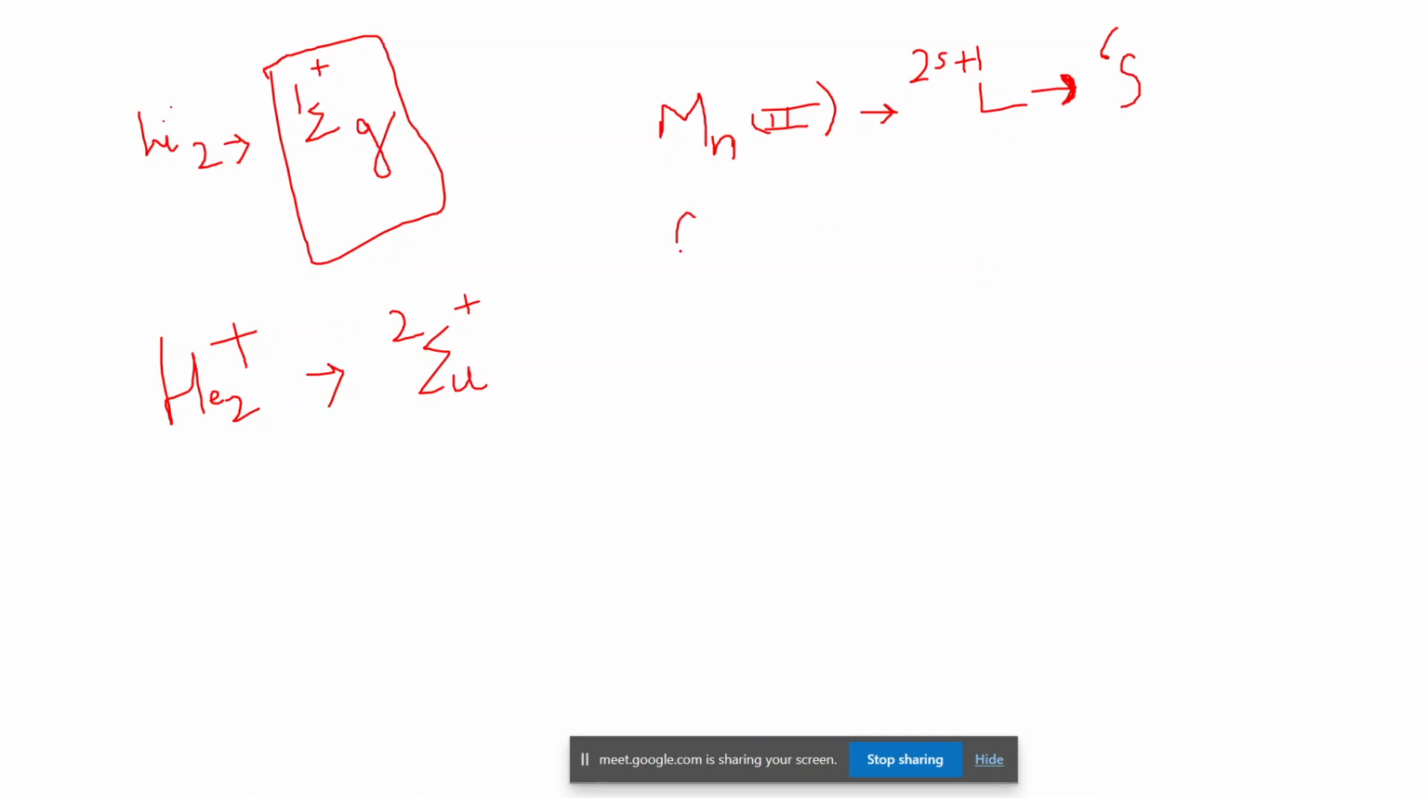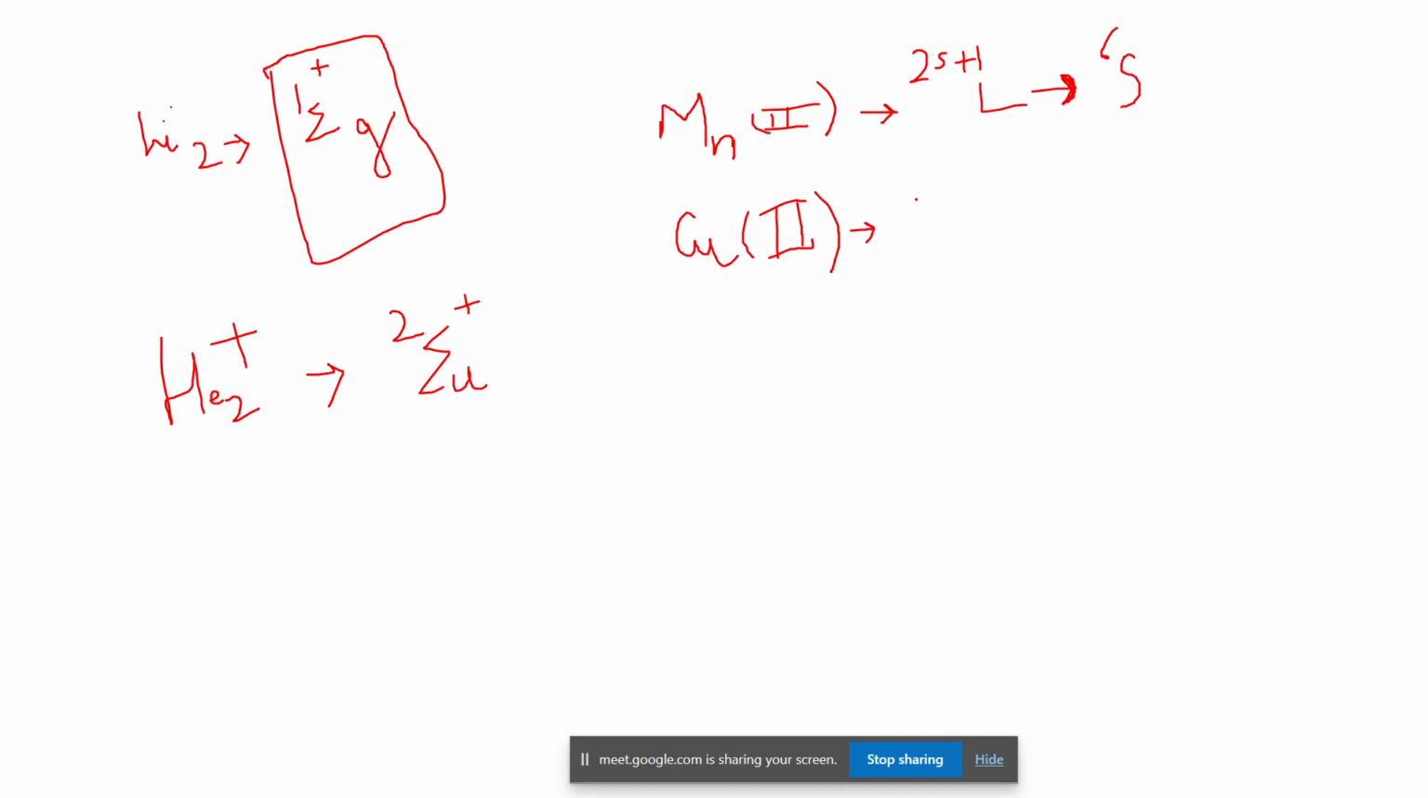And for copper 2 positive, ma'am, here we will not ask the J value. J value you can calculate it. Now, like I have not asked what the J value will be. J is L plus S, so it will be 0 plus 5 by 2, it's 5 by 2 only.